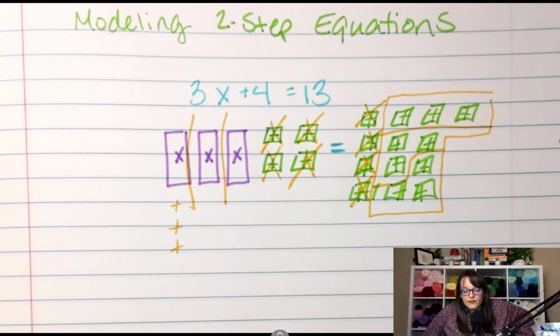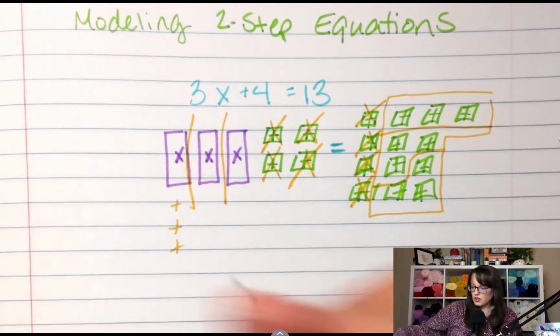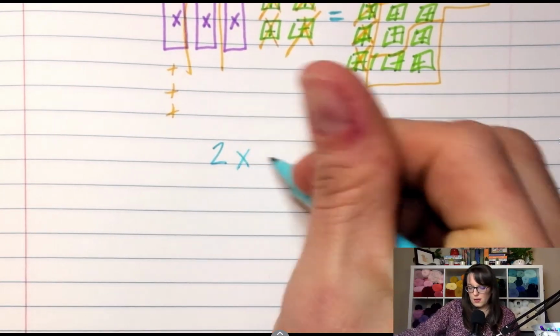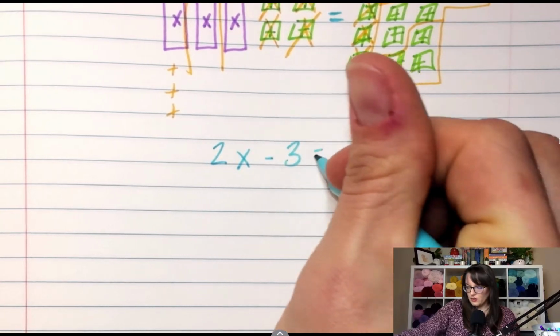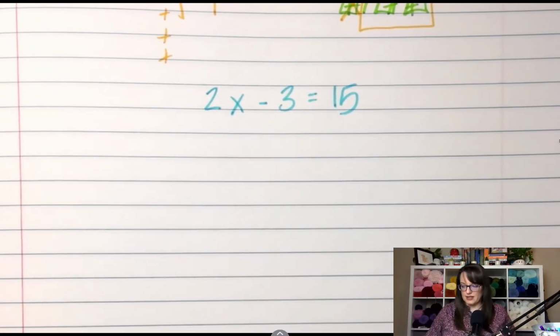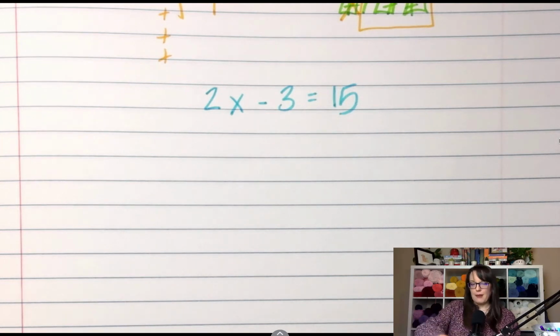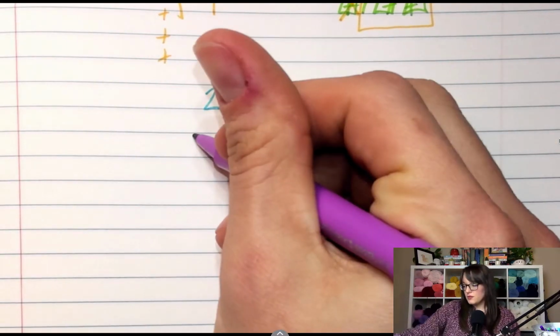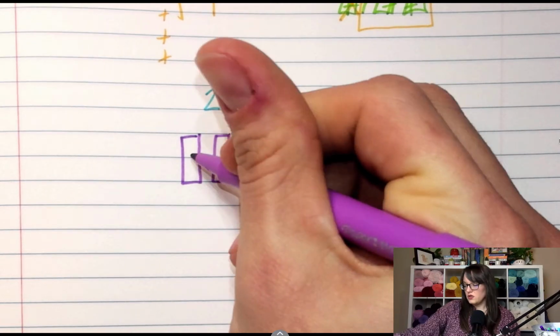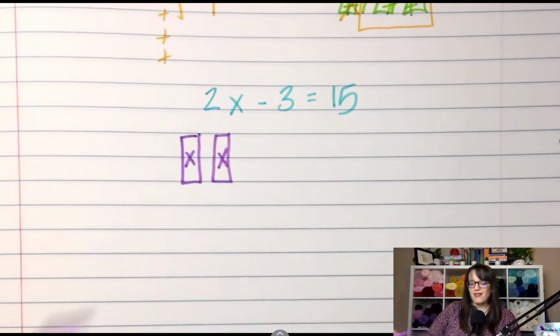All right, let's look at a different one. If I have the equation 2x minus 3 equals 15. Should have picked smaller numbers. 2x minus 3 equals 15. How many boxes do I need to draw to represent the x? 2. So I'm going to do 2 boxes. 1, 2. And then that 3.